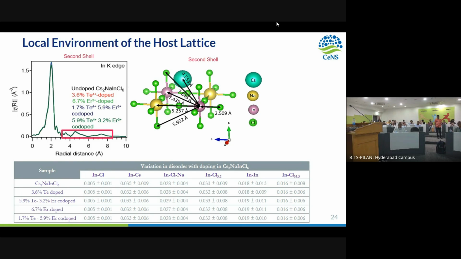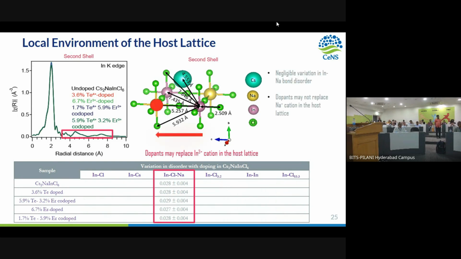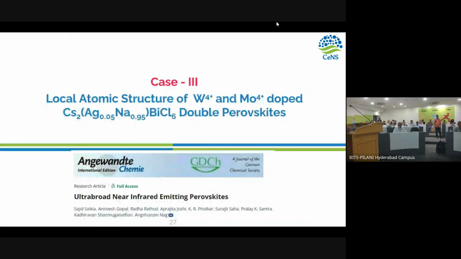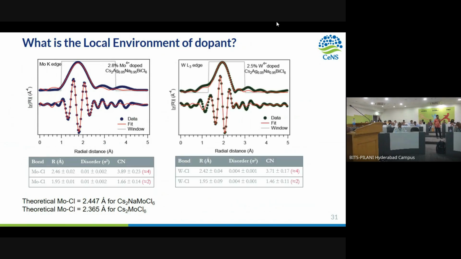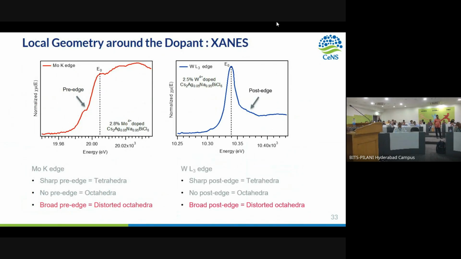Similarly, in the near edge spectra, many times I have seen people show different colors, and if they look similar, they just conclude that this is the oxidation state. What should be done over there?